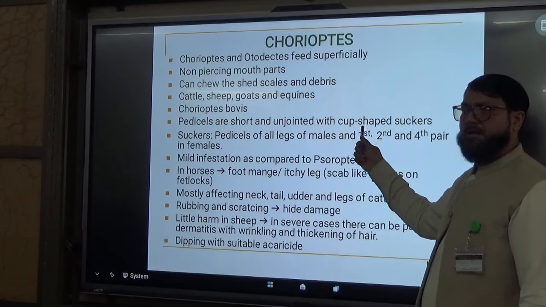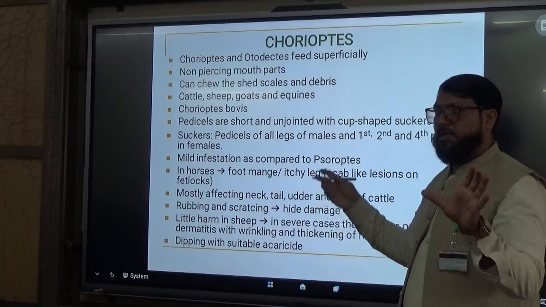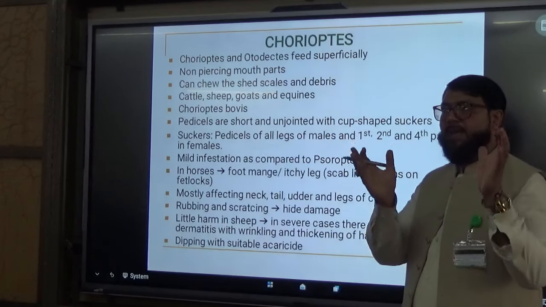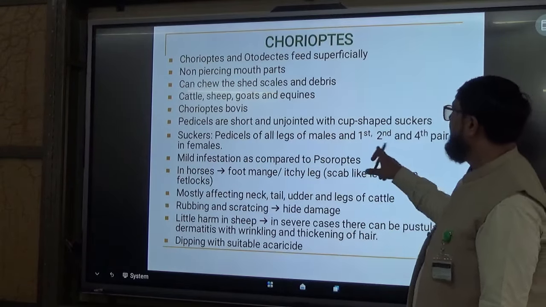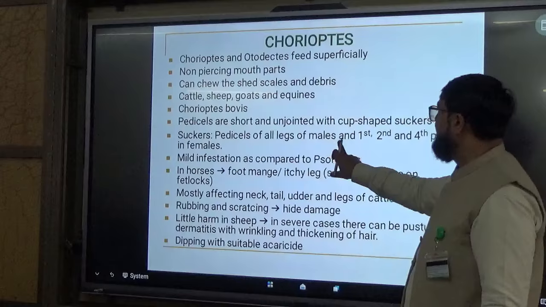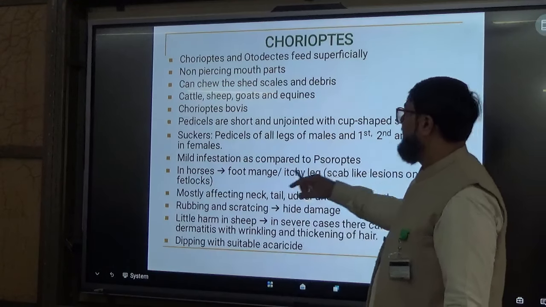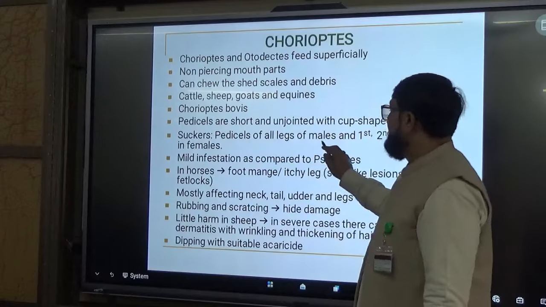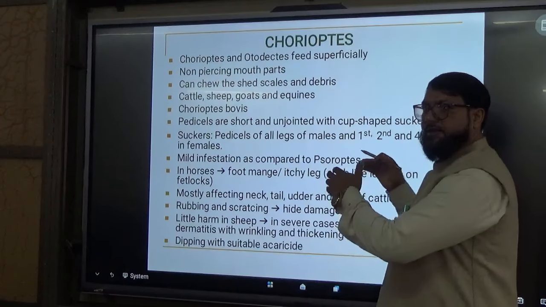Now another third category, which is a little wider in shape, not even like a funnel as in Psoroptes, not even like the bell in Sarcoptes. They have cup-shaped suckers. Now look at the arrangement. Pedicels of the legs of males: first, second, fourth pair, and all legs in males, and first, second, fourth in case of females. Again, the difference lies here.